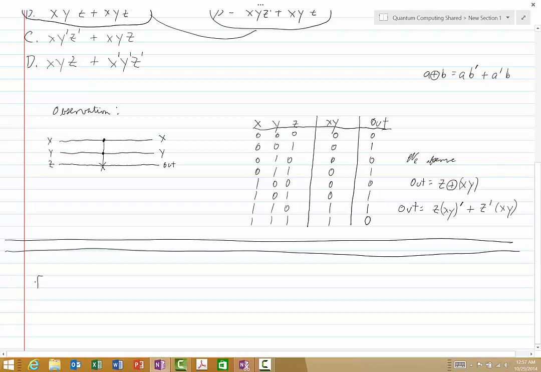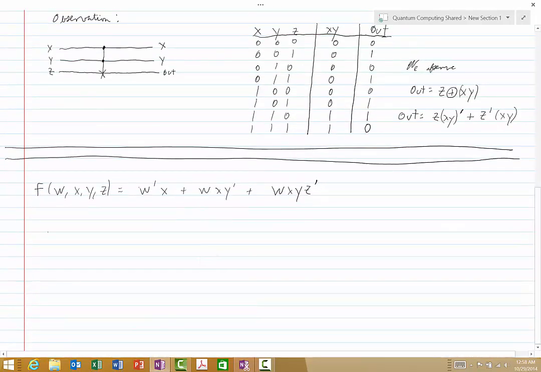So let's suppose that we had f of w x y z is equal to w prime x or w x y prime or w x y z prime. This is an example. Now if we were challenged to implement this in an efficient way using two input NAND gates.